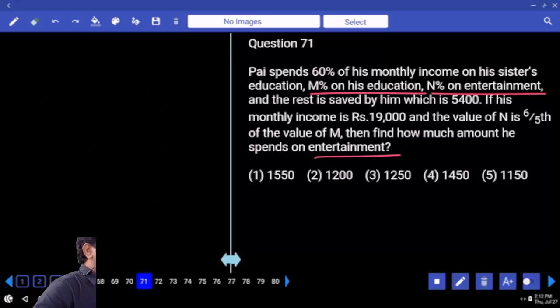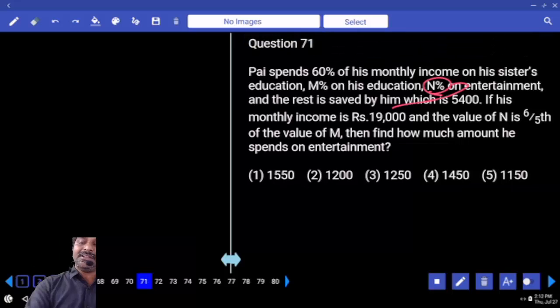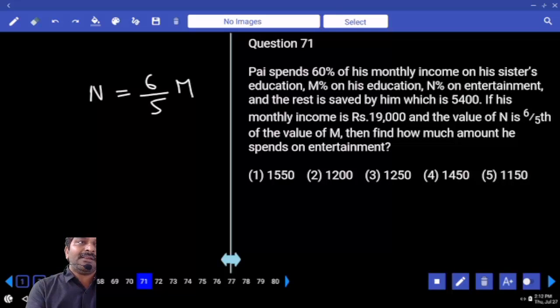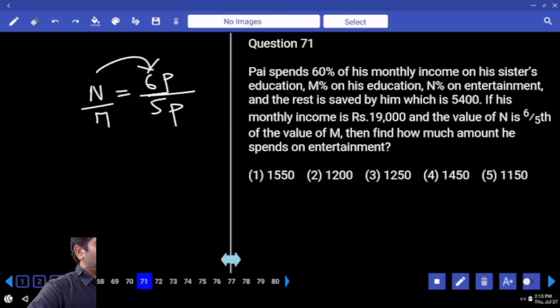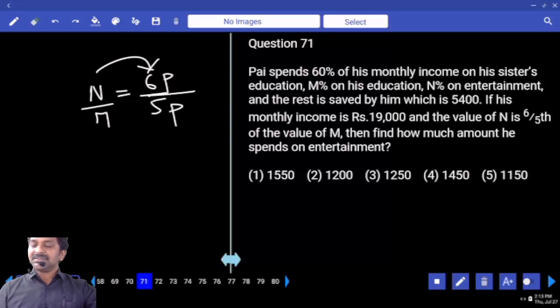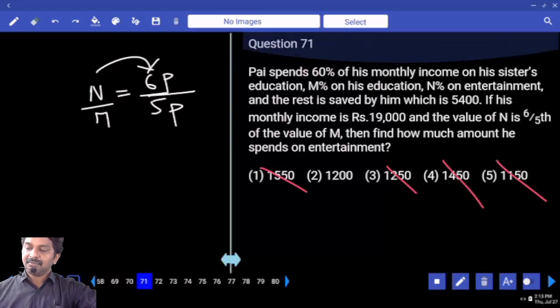So we were asked to calculate the N value, right? Not N, actually N percentage of 19,000. That's what the question is. We have to calculate the percentage too, right? So the information said N is equal to 6/5 of M, right? M goes to the left hand side denominator only. That means the ratio between M and N is 6:5 only. N is equal to how many parts? Yes, the answer must be a multiple of 3. Go to options and verify. Can it be first, second, third, fourth, fifth? That's it.